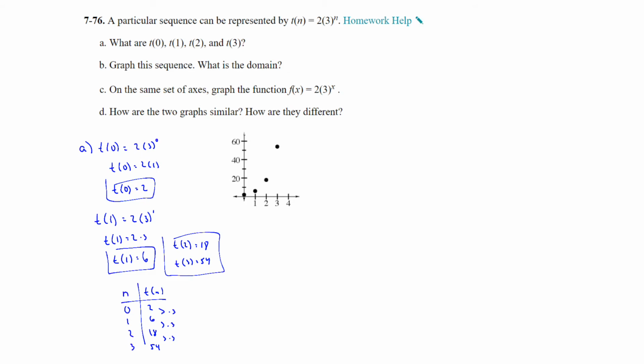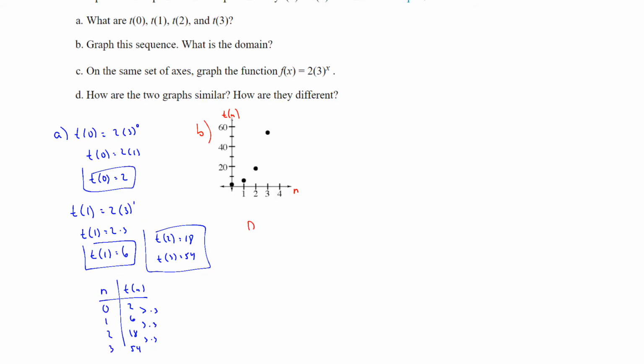B, graph this sequence, what is the domain? So I went ahead and, just to make it easier, pulled the picture from the answer key so you can see the sequence. This represents n, your term number, and this would be t of n. So at term 0, you're at 2. At term 1, this is 6. Term 2, you're at 18. And then term 3, you're at 54. It's a discrete graph because it's a sequence. But it also says what is the domain.